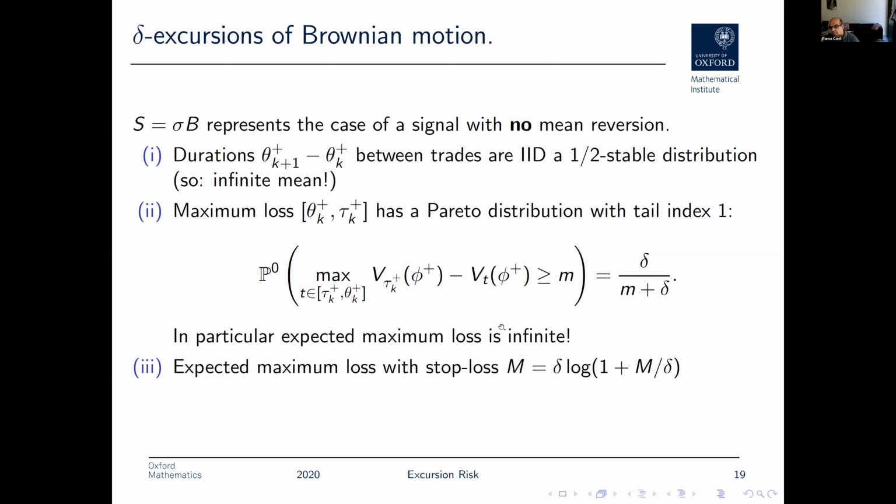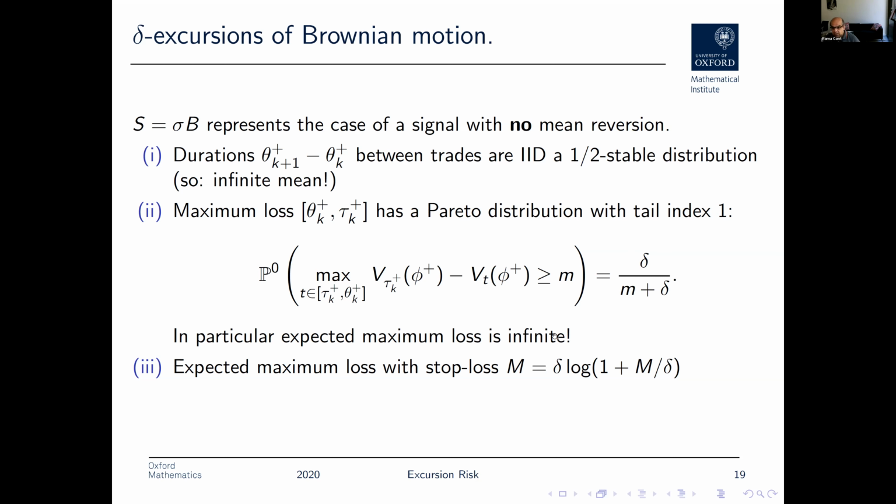So more precisely, the tail of the distribution is delta divided by m plus delta. So the probability of having a height bigger than m is delta divided by m plus delta. So it decreases very slowly as m goes to infinity, as 1 over m. This is very bad because, again, the expected maximum loss is infinite. Try to integrate this to infinity, you will have a problem.